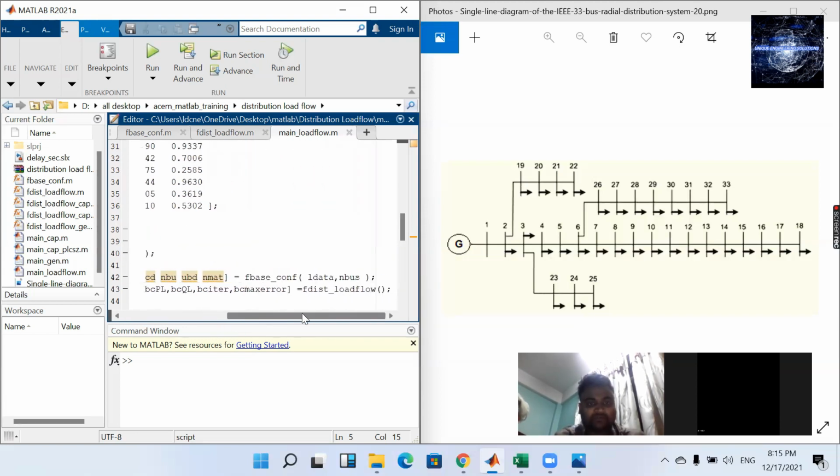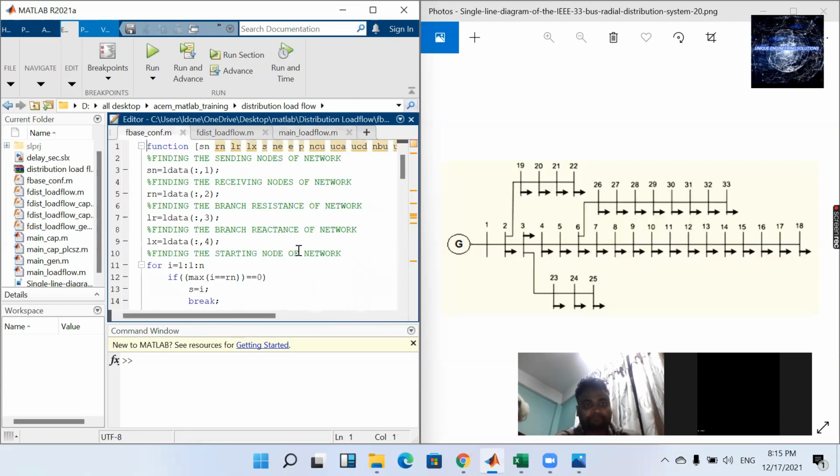Now we have used one function called app base config, and the input for that is L data and n bus. So here we have opened base config.m. Now this is very important for understanding the load flow program: finding the sending end nodes of the network. The network is the IEEE 33 bus network given here.